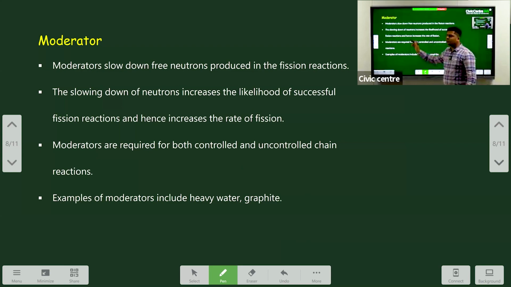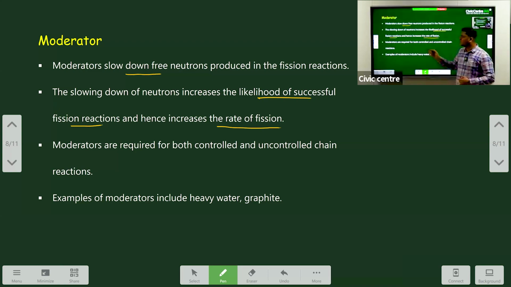Now, as I told you, the moderator will slow down the free neutrons produced in the fission reactions, which will be of high kinetic energy. Slowing down the neutrons increases the likelihood of a successful fission reaction, which is nothing but the efficiency, and hence it increases the rate of fission. Now, these moderators are required for both uncontrolled as well as controlled chain reactions, because we need that nuclei to hit the other nuclei, right? Now, the examples of moderators include heavy water, which is nothing but D2O, and graphite. Okay, these are the examples of the moderators.